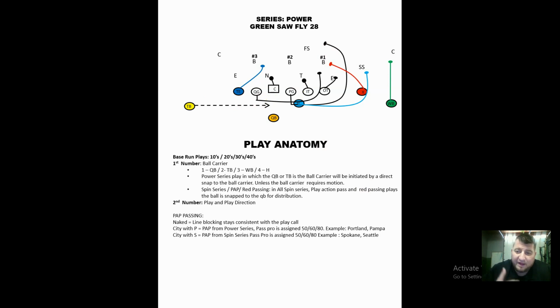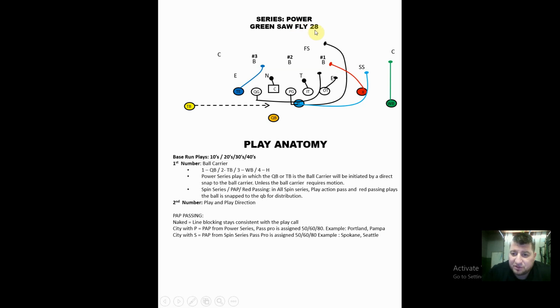However, in a white formation, that 8 hole is now aligned with the power side on the opposite side of the formation. So it's not as simple as right and left. The kids need to understand, is it going to the power side or is it going to the weak side?